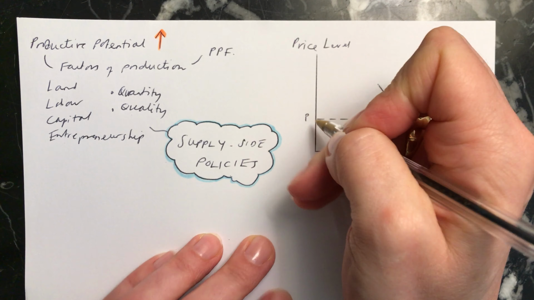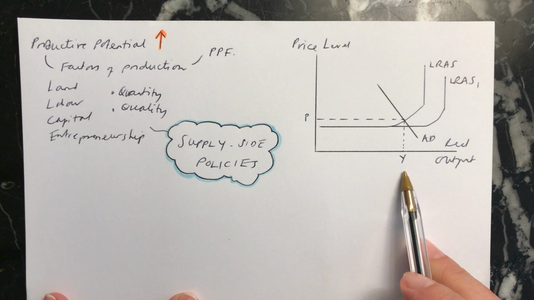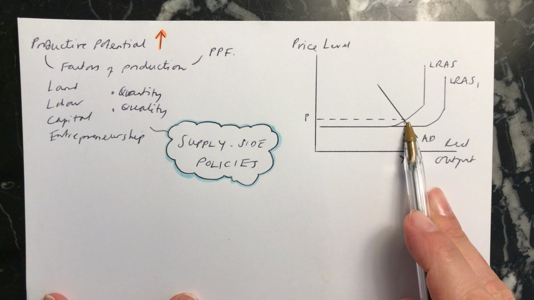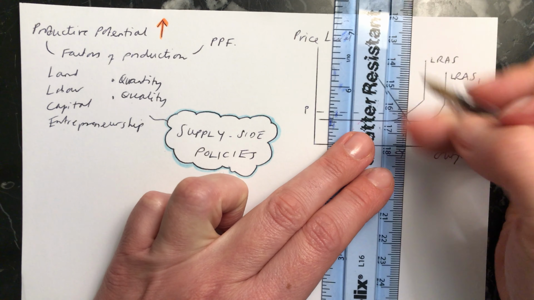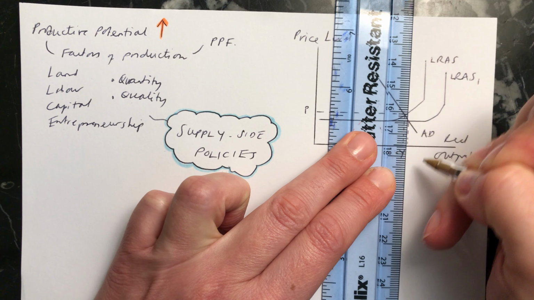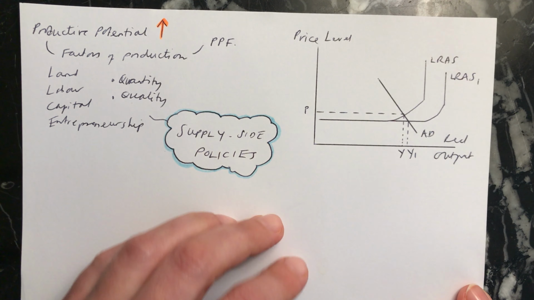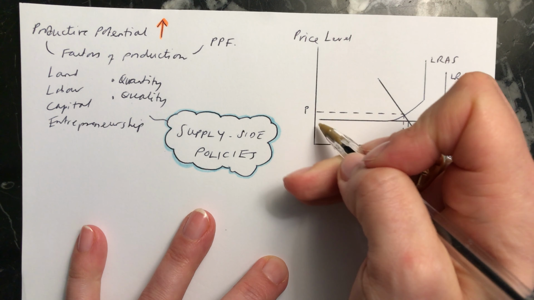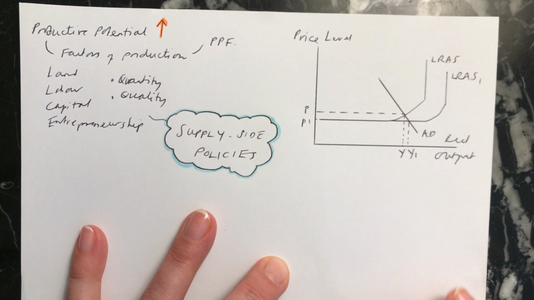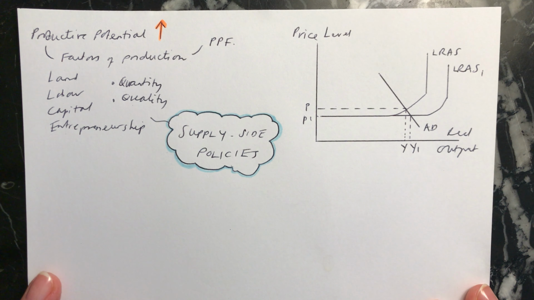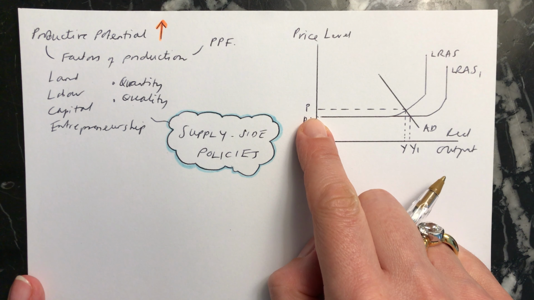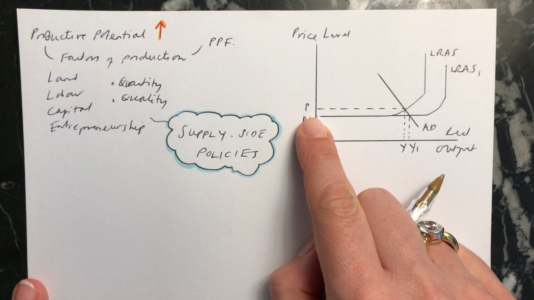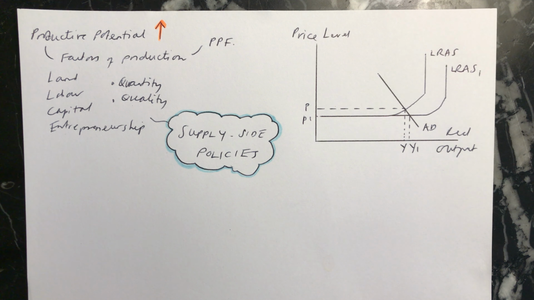But now, in your economy, you're capable of producing more. You can make more goods if they're being demanded overall in the economy, and therefore, actually now you can produce more. You can produce here at Y1, and you can also see that here my price level has fallen now to P1. So actually the supply side policy has enabled you to produce more, and it's also brought down the price level, which would be disinflation in this diagram.